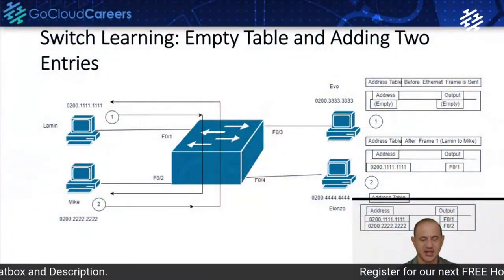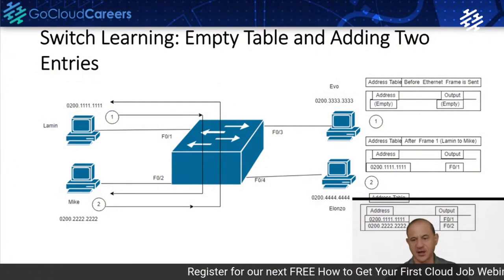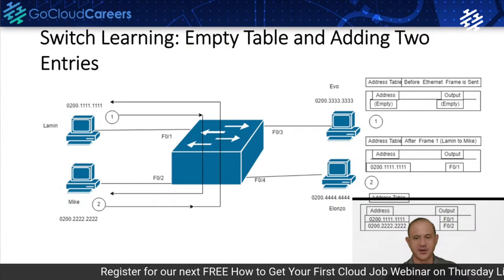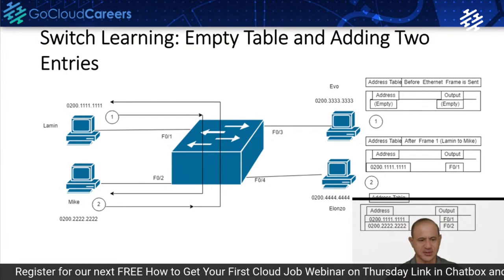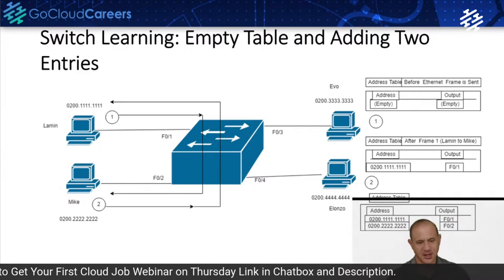That's the way the learning works. That's how switches determine how to send data from point A to point B. And if you want to look at it a little deeper, what you can see is when these packets are flooded, you can see what's responding. There's an address table before and afterwards, and it's populating. And that's really what's going on.